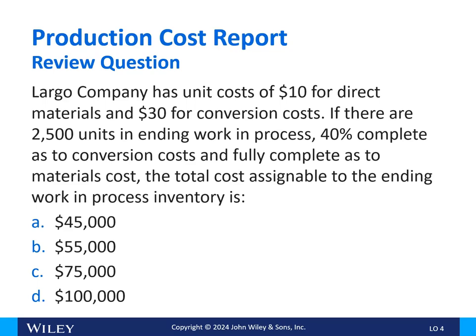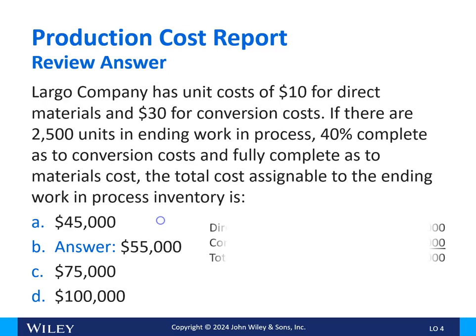Another review question. Largo Company has unit costs of $10 for direct materials, $30 for conversion costs. If there are 2,500 units in ending work in process, 40% complete as to conversion costs and fully complete as to material costs, the total cost assignable to the ending work in process inventory is... the answer is $55,000. How did we get that?